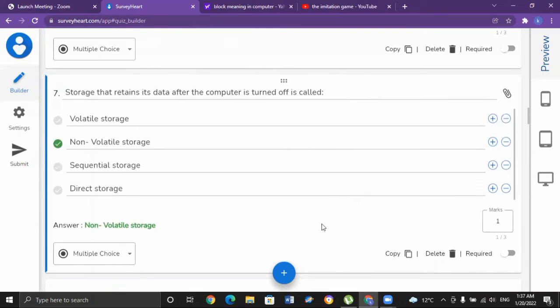The next MCQ is: storage that retains its data after the computer is turned off. It is actually non-volatile storage. Non-volatile storage refers to computer memory that is able to hold saved data even if there is no power. So the correct option for MCQ number 7 is B, non-volatile storage.